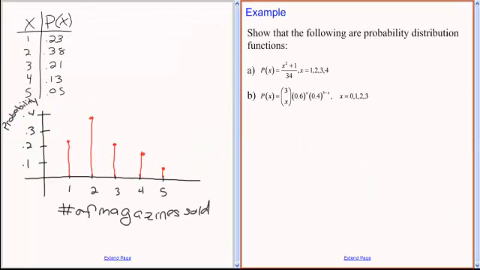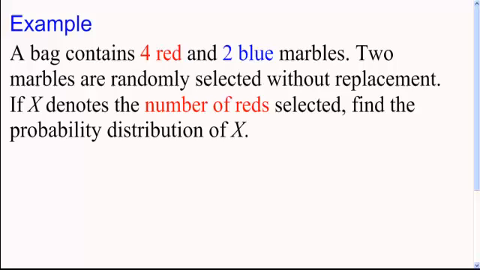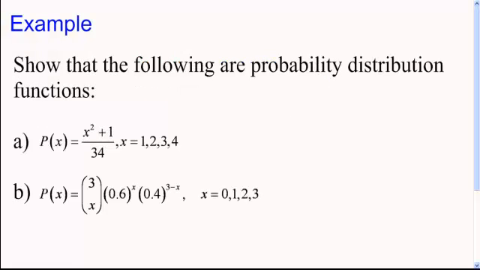The next one that we're going to look at is function form. Here, both A and B are in function form. I want to show that they are probability distribution functions. If they are, the sum of the probabilities has to equal 1.